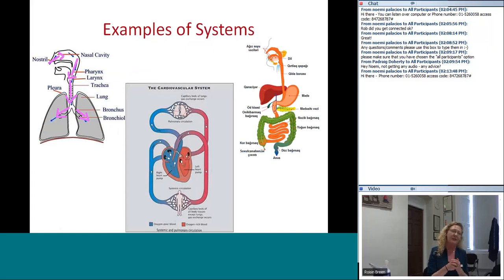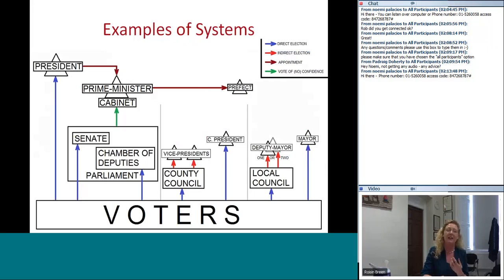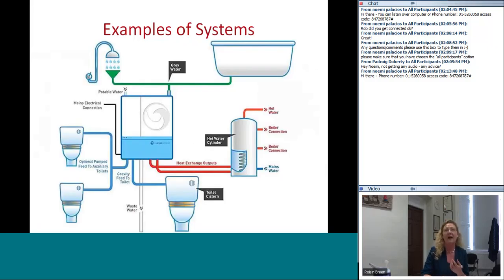It will achieve its purpose of respiration. But if you have a lesion in the lung or the trachea, well, then we have one element of the system that's pulling against the rest, and it will work less efficiently to achieve the purpose of respiration, and so on. An ecosystem, just some more examples of systems, an economic system, an electoral system, a water system.